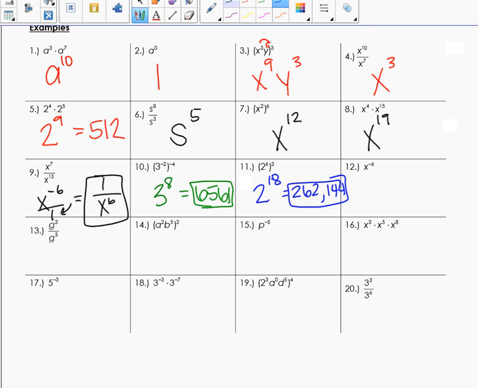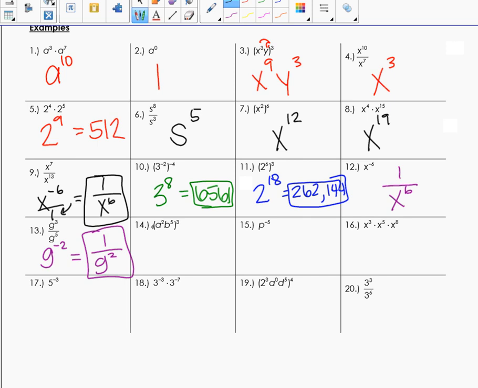Okay. For number 12, that's a negative exponent. That's the only thing going on there. So you're just going to apply your negative exponent property, and it's going to be exactly like number 9, actually. That's a coincidence I didn't realize. And it's going to move to the denominator, 1 over x to the positive 6th. Okay. Number 13 is just like number 9. You're going to subtract, and you end up with g to the negative 2nd, because 3 minus 5 is negative 2. So you move it to the denominator, and you get 1 over g to the 2nd as your final answer.